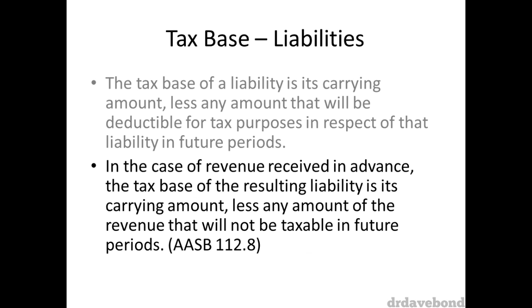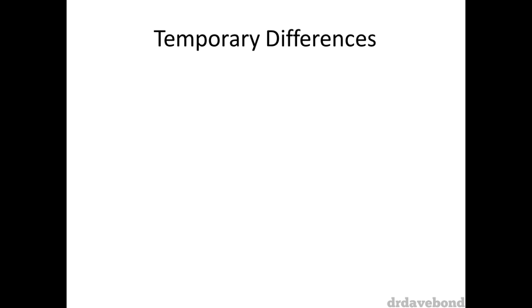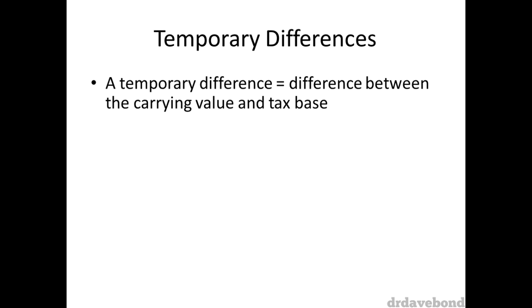In addition, in the case of revenue received in advance, the tax base is its carrying value less any amount of the revenue that will not be taxable in future periods. Now that we've discussed tax bases and how to calculate them, we need to discuss temporary differences, or more specifically, the two types of temporary differences.